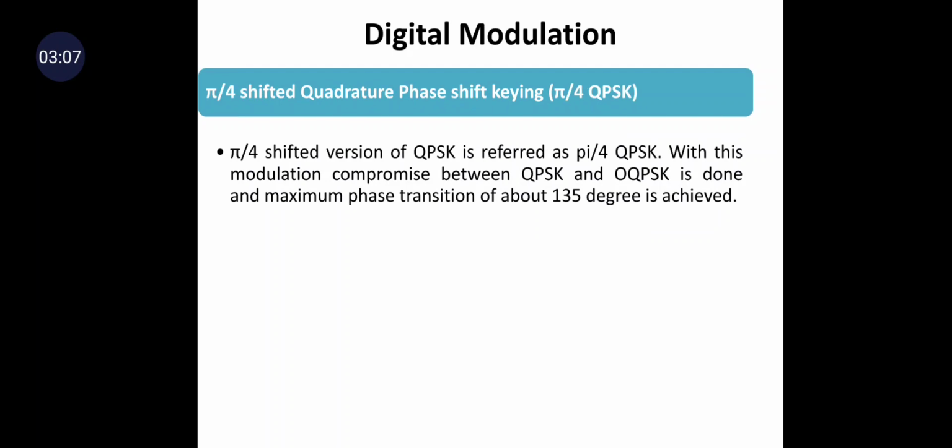And then we have pi by 4 shifted quadrature phase shift keying, that is pi by 4 QPSK. It is a pi by 4 shifted version of QPSK. This modulation is a compromise between QPSK and OQPSK, and the maximum phase transition is about 135 degrees.